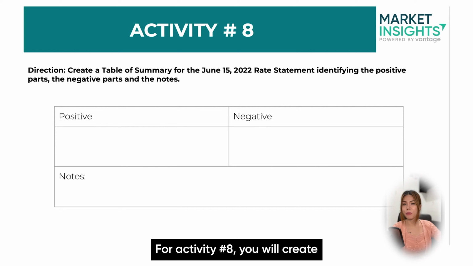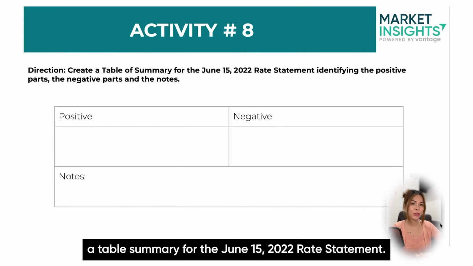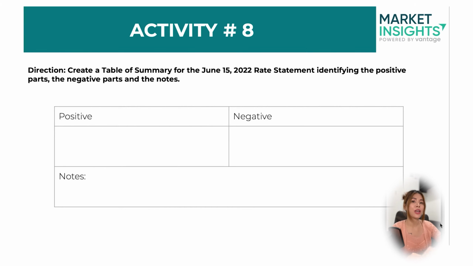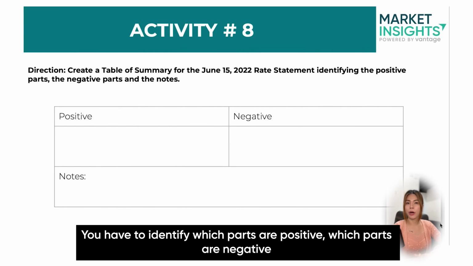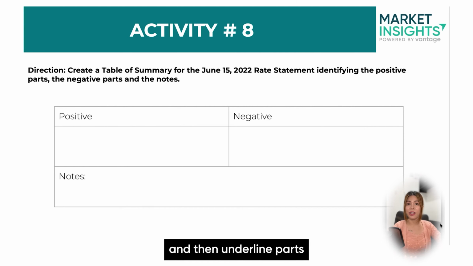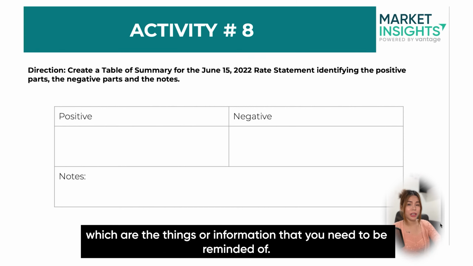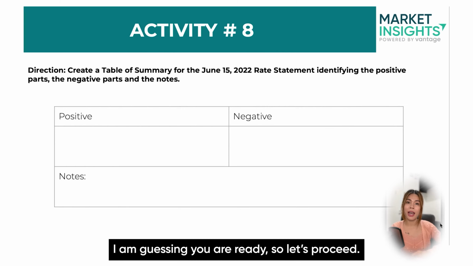For activity number 8, you will create a table summary for the June 15, 2022 rate statement. You have to identify which parts are positive, which parts are negative, and then underline parts which are the things or information that you need to be reminded of. I'm guessing that you are ready, so let's proceed.